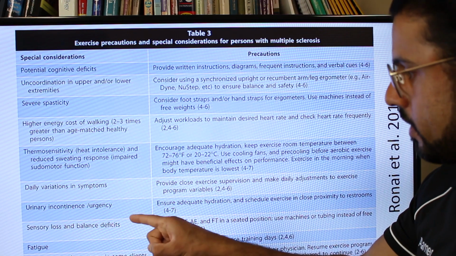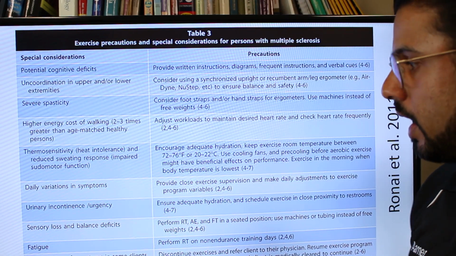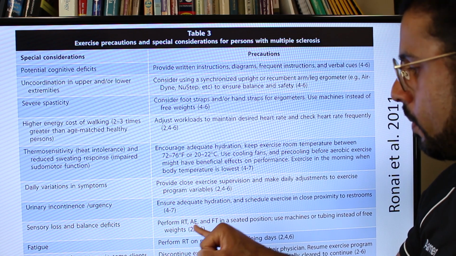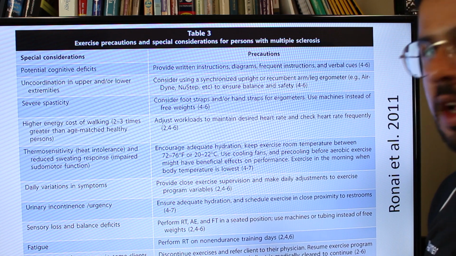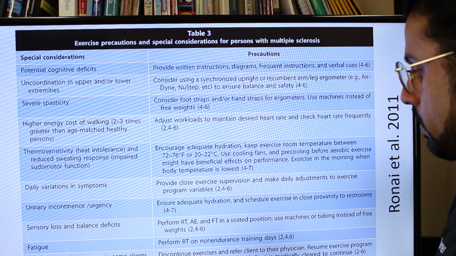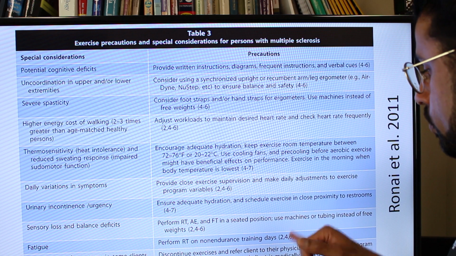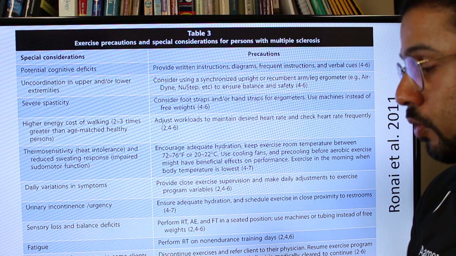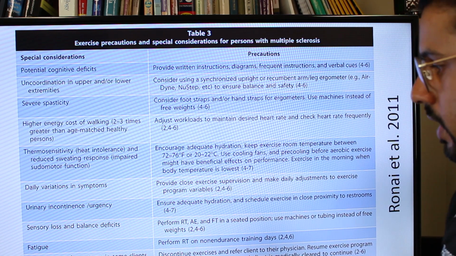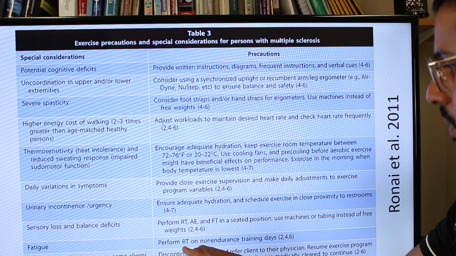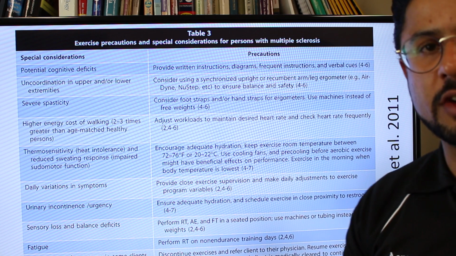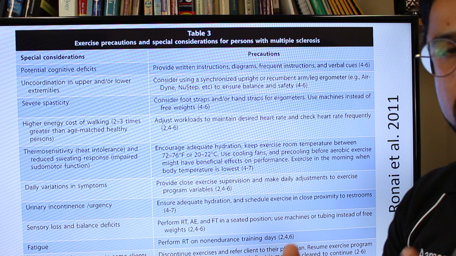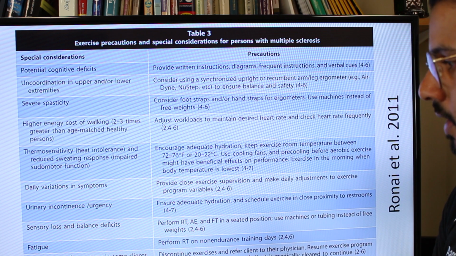So, sensory loss and balance deficits. We know that patients are likely to have some issues with balance. So you need to make sure that when you're performing resistance training, aerobic exercise, and also flexibility training, it's in a seated position. Also, as I mentioned before, use that tubing to reduce the risk of any falls and injuries. Fatigue, we've mentioned it: perform resistance training on days that they're not doing endurance training, so don't include both of those on the same day. Try to make sure that they're happening on different days.